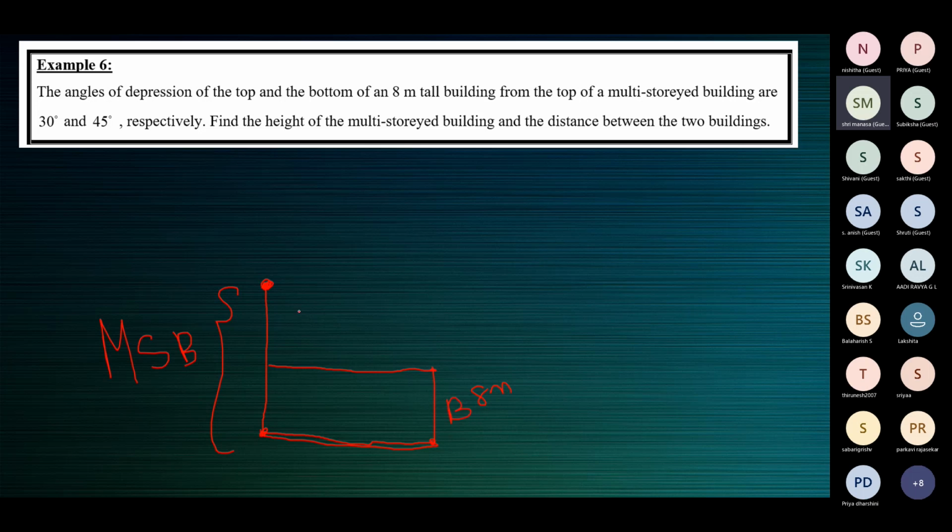8 meters tall. Okay, so the angles of depression. This will be the horizontal line. From here, I'm looking down. So the angles of depression of the top and the bottom. This is the line of sight. I'm looking at the top. I'm looking at the bottom.